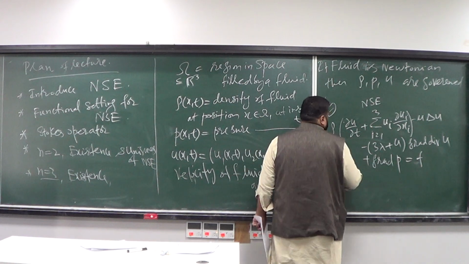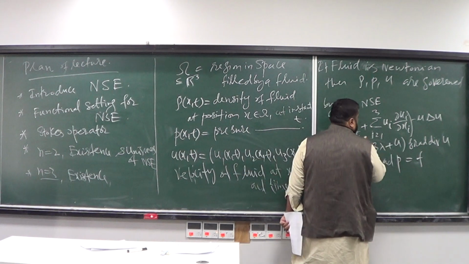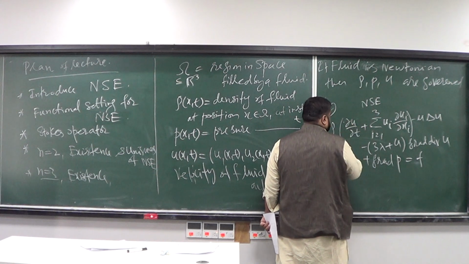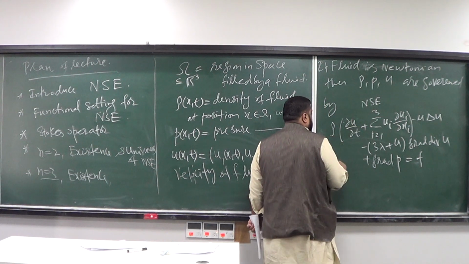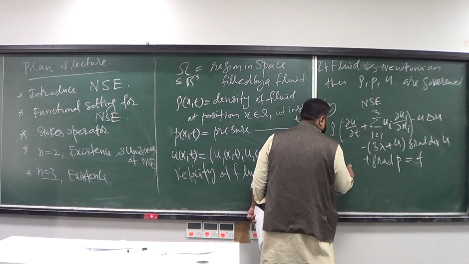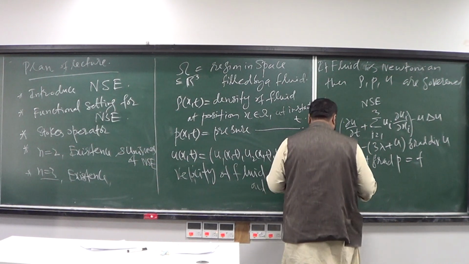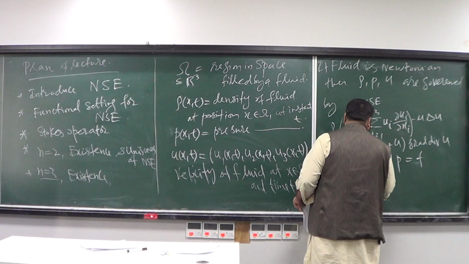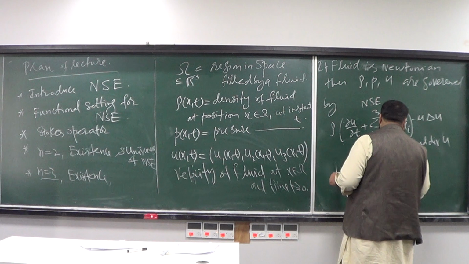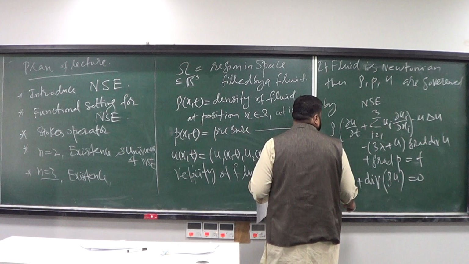So the density, velocity and the pressure satisfy this equation, while density also satisfies exclusively another equation, which is called the continuity equation. So partial rho by partial t plus divergence of rho u equal to zero. Okay.